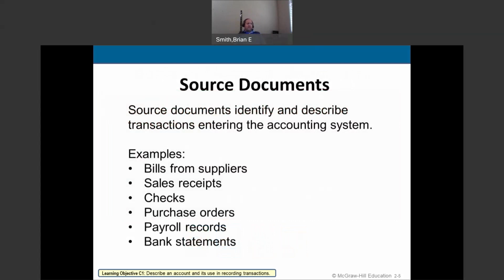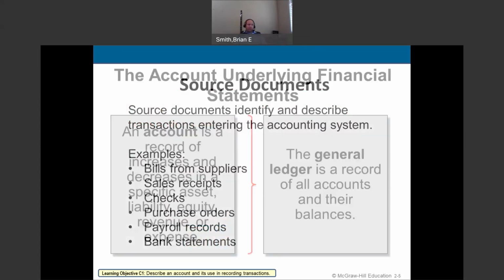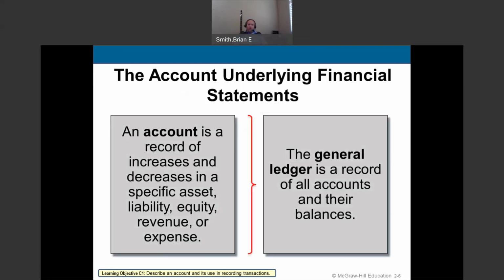So when we have a transaction, we have to have a source document. Examples of source documents are bills, checks, bank statements, pretty much anything that you can get tangibly. It could be an email. It could be anything that basically identifies that a transaction has occurred. What we're going to do is take those source documents and identify the accounts that we need to record them, just like we did in Chapter 1, and then we're going to put them into the general journal, which will then, when we post them, go into the general ledger.